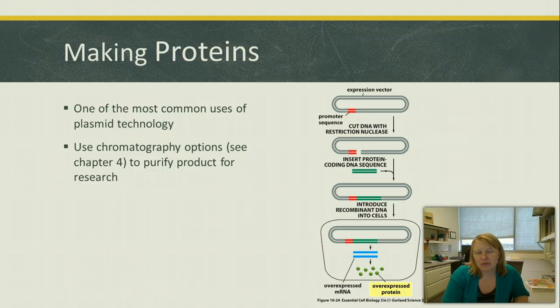Another option for making proteins in this case is that I can overexpress them. I can induce the cell to make a ton of this protein so that I can then have a ton of protein to work with if the cell, for instance, doesn't make a whole lot of it very quickly. So this is another tool. And we use those chromatography assays that we talked about in chapter 4 to help purify this product out.